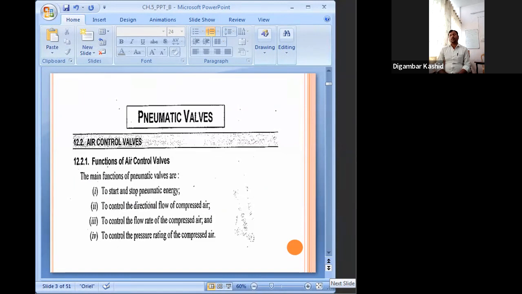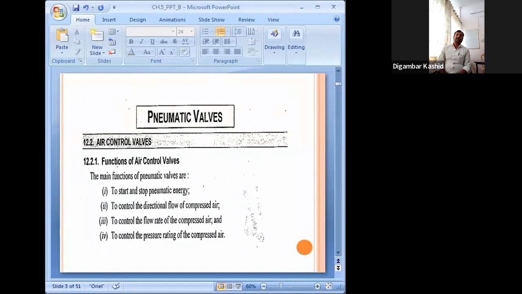Here it is not called pneumatic valve; here it is called air control valve. There in the hydraulic system we were calling it a hydraulic control valve. Here we have to call it air control valve. Getting it? Now first we see here I have highlighted the functions of the air control valve.